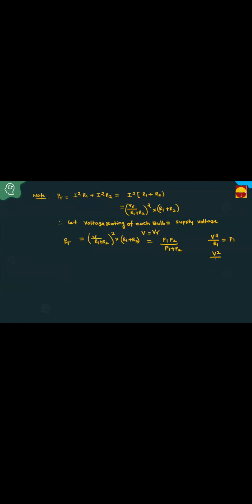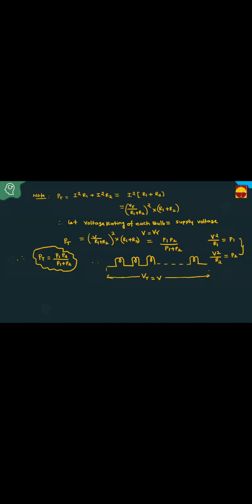This is V square by R2 equal to P2. You have to replace this. Then PT equal to P1 P2 by P1 plus P2. If any number of bulbs are connected in series, please connect it like this. Then let VR equal to V.